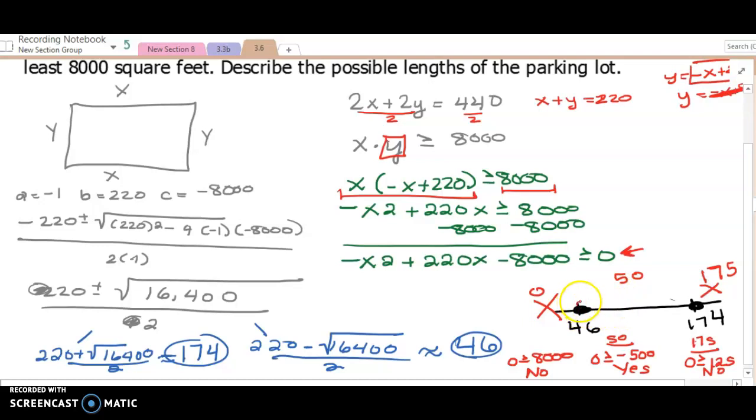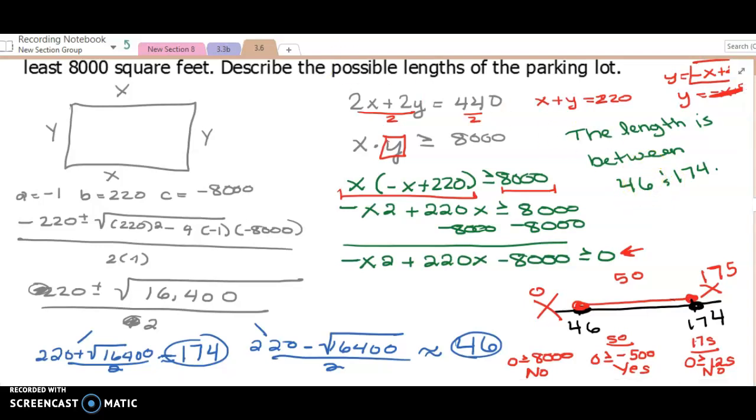So my solution to this is between 46 and 174. So I could say the length, or it could be the width, is between 46 and 174. And obviously, since our perimeter is fixed, if we're talking about our length, we can adjust our width based on what our length is.